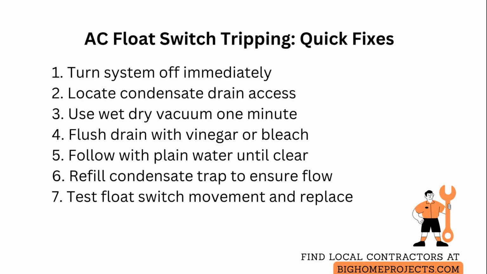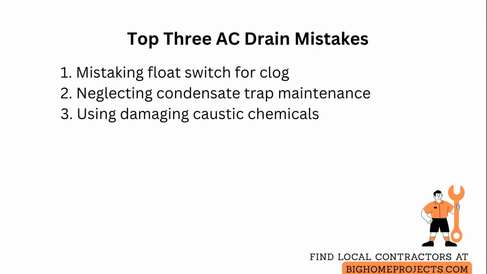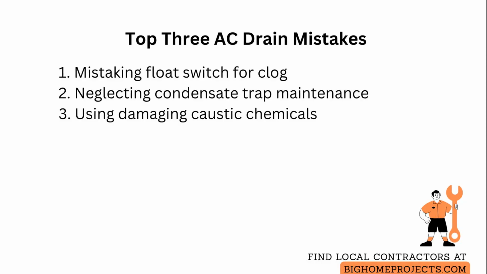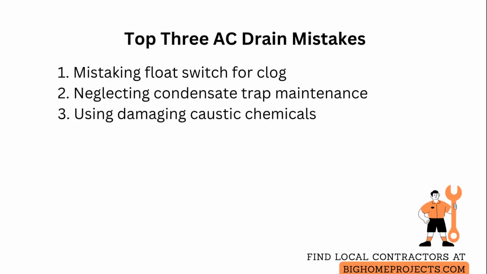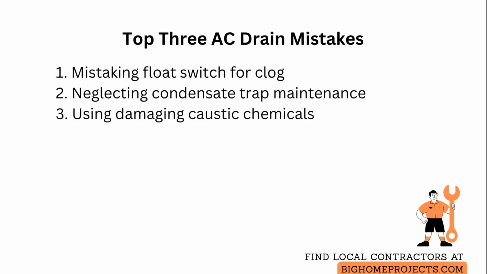Observe for normal operation and watch the drain for proper flow for at least 30 minutes to confirm the issue is resolved. Common mistakes include assuming the float switch is bad when the drain is clogged, which leads to unnecessary replacement. Always clear and flush the drain first, and only replace the switch if it still trips after the drain is clean. Another frequent problem is neglecting the condensate trap, which can hold air and prevent proper drainage. Remove, refill, and reseat the trap so gravity and pressure allow consistent flow.